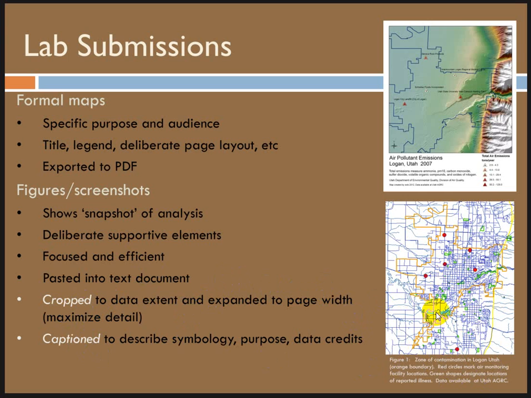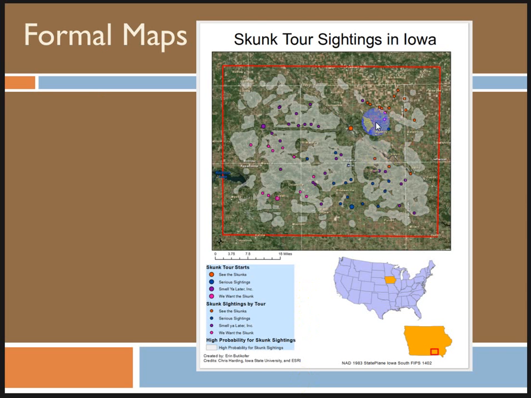The reason I ask you to crop it is because I don't want to see all the ArcMap stuff. It ends up making your figure so small that I can't see the details, so I want you to crop into what you're actually trying to show me and get rid of the table of contents and all that other stuff. The stuff in the table of contents I usually can't read anyway, so that's why I ask you to throw it in a caption. Okay, so that's that. Formal maps, like I said, title, legends, scale, the whole nine yards.